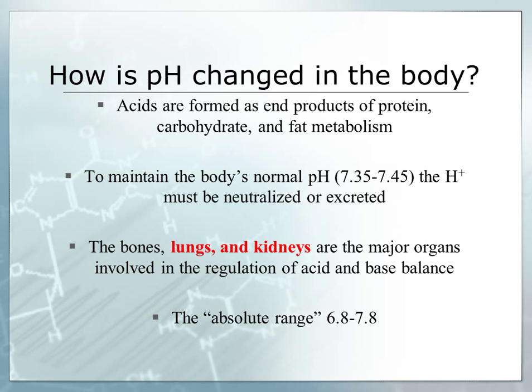And then there's this absolute range. I actually put 3.0, but a good way to think of it is 6.8 to 7.8. And where's your ideal? 7.4. Thinking about this whole CO2 thing, where would you find blood that's closer to 7.35? Systemic arteries or systemic veins?